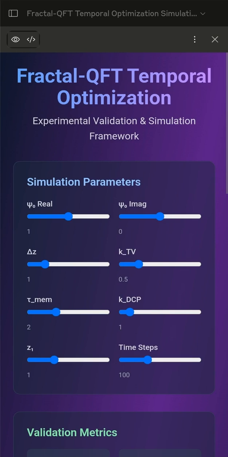It all lays out a simulation and validation framework for something called the fractal QFT temporal optimization model. Sounds pretty heavy. It does, yeah. So our mission for this deep dive is to unpack all this material. We want to figure out what this framework is actually designed to do for someone using it, pull out the key bits from the code and the notes, and extract the important insights for you, the listener.